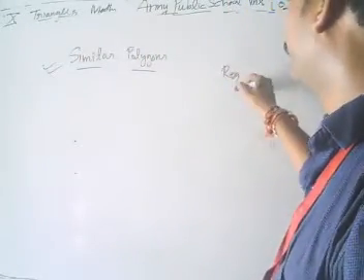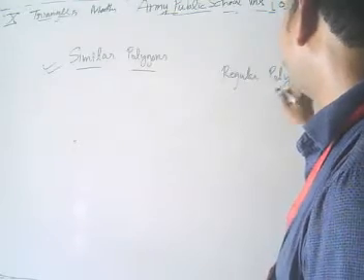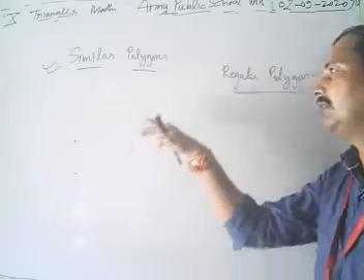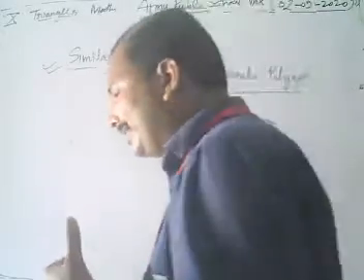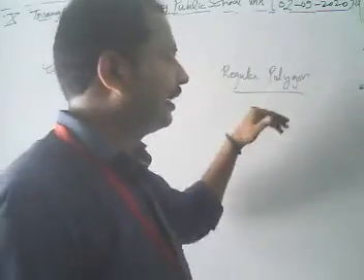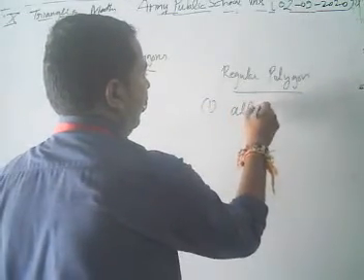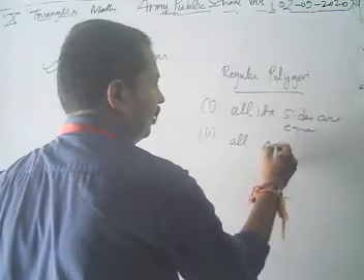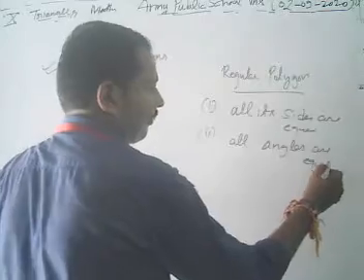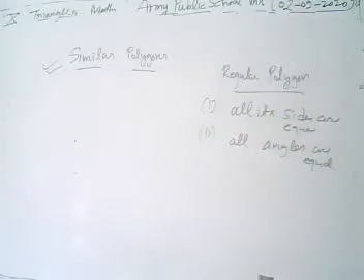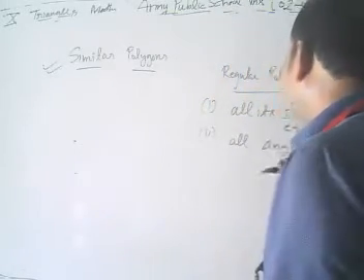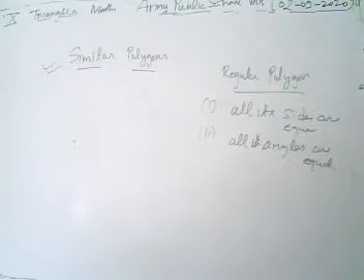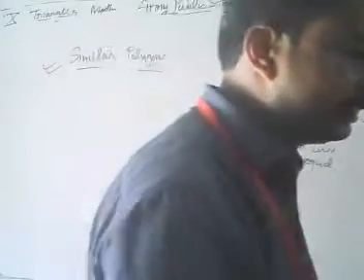Secondly, we have regular polygons. If somebody asks what a regular polygon is: a polygon is said to be regular if all its sides are equal and all its angles are equal. Then our polygon is known as a regular polygon.